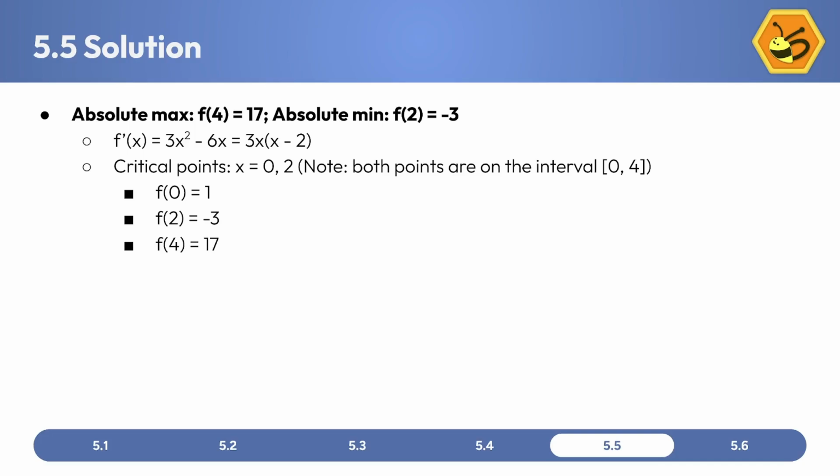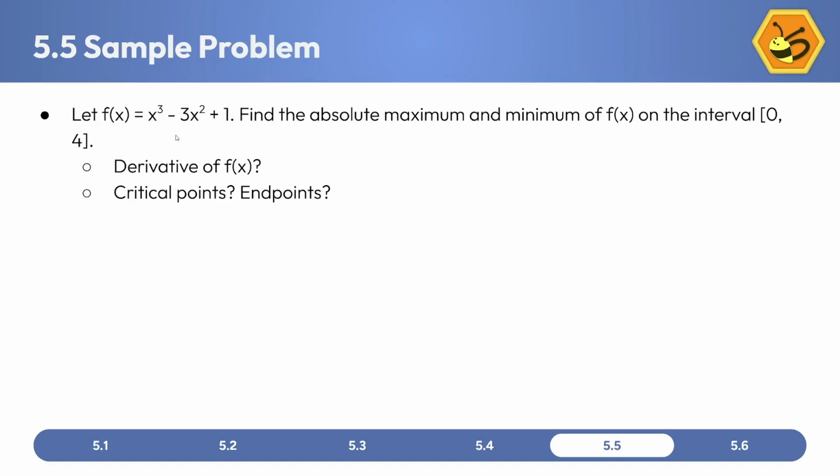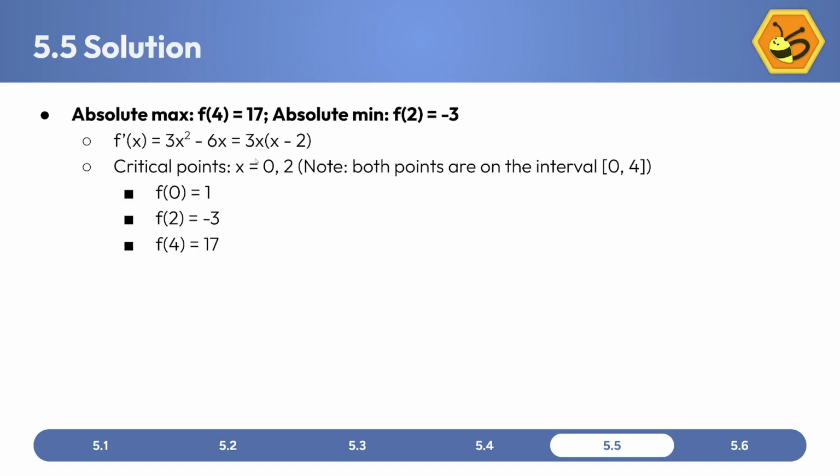It's possible I might have made a mistake. Here, let's look through it together. So our derivative should be 3x squared minus 6x, right? Yes, and if we factor, we have 3x times x minus 2. Okay. So our critical points are 0 and 2, and our endpoints are 0 and 4.